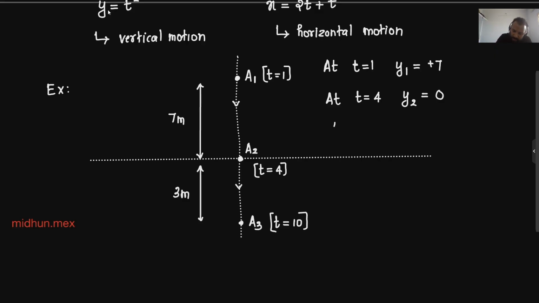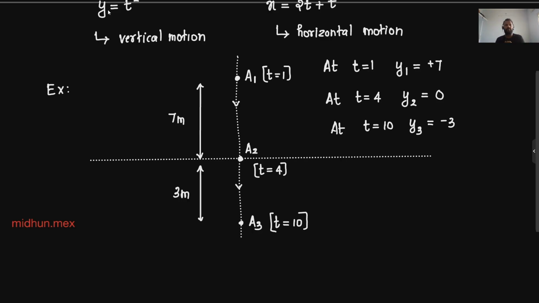Now at time equal to 10, if you write y3, understand one thing: position is never distance. It is with respect to origin, where the particle is. You only need coordinate. So tell me, what is that coordinate? Y equal to -3. Correct, now that is your coordinate.